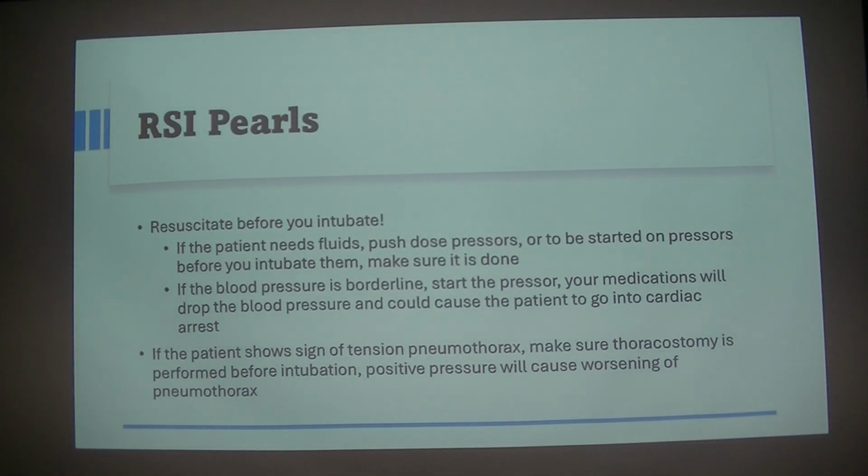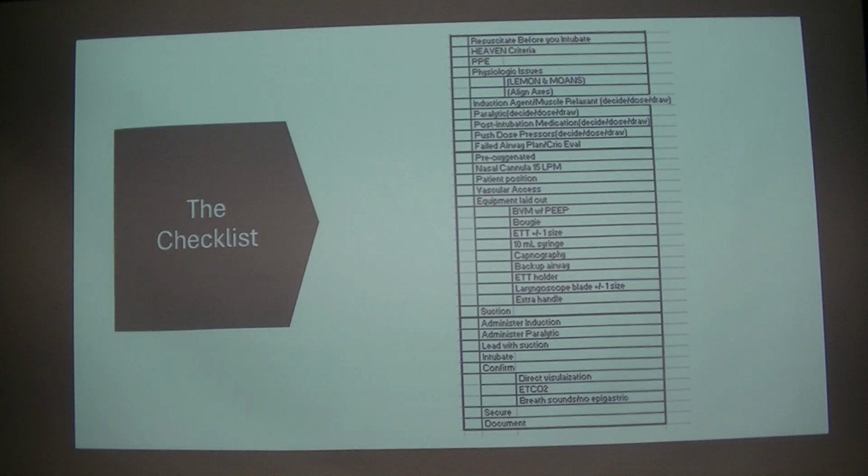If the patient shows signs of tension pneumothorax, make sure a thoracostomy is performed before the intubation. Positive pressure will cause worsening of the pneumothorax and could cause a traumatic arrest. So again, we're going back to the checklist.